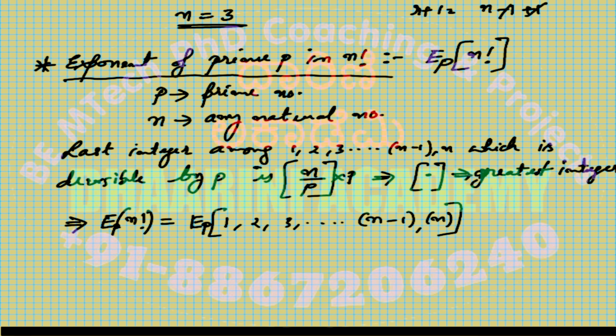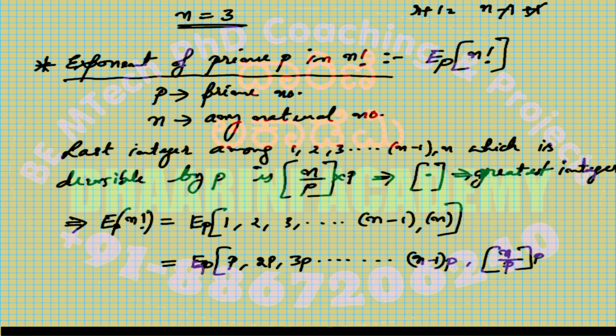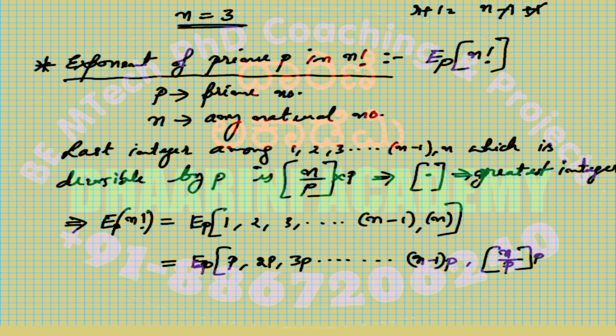So what I mean is that all the multiples of p need to be considered, correct? The prime factor is p, 2p, 3p. What is the last number? That's what I want to find. So you may have n minus 1 times p, and the last number will be n by p into p. The remaining natural numbers from 1 to n may not be divisible by p.